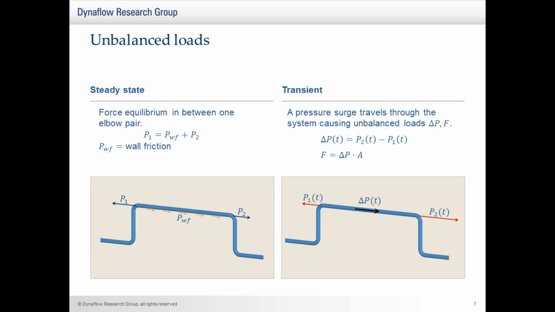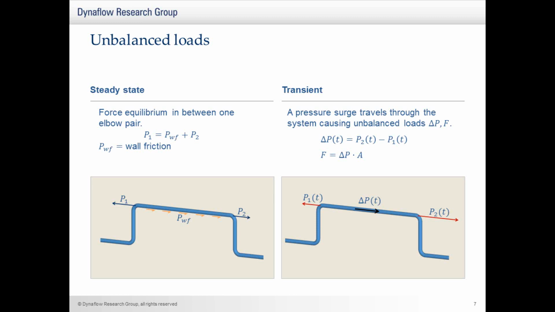So unbalanced loads are the result of a pressure surge traveling through the system. But how does this happen? In steady state, there is a force equilibrium between one elbow pair as shown in the left figure. The difference between the loads on the opposing elbows is caused by friction forces acting on the fluid and the pipe. In this case, the valve friction is in equilibrium with the loads on the elbows.